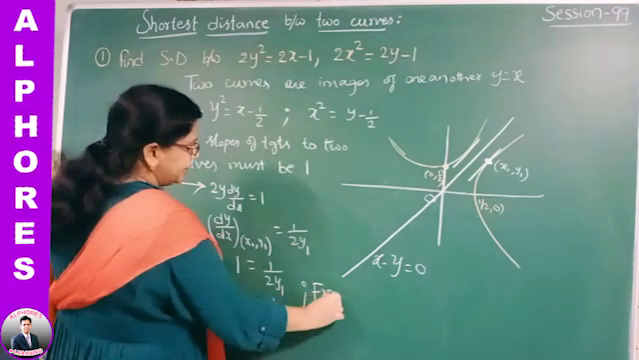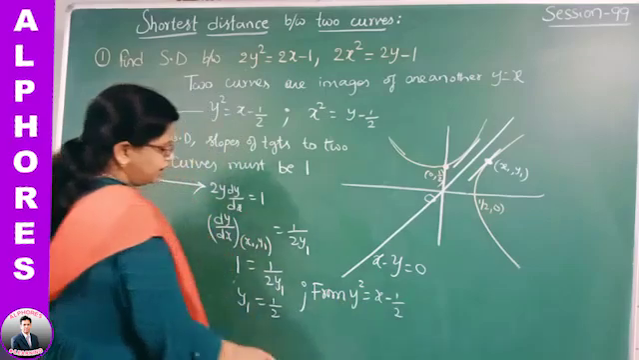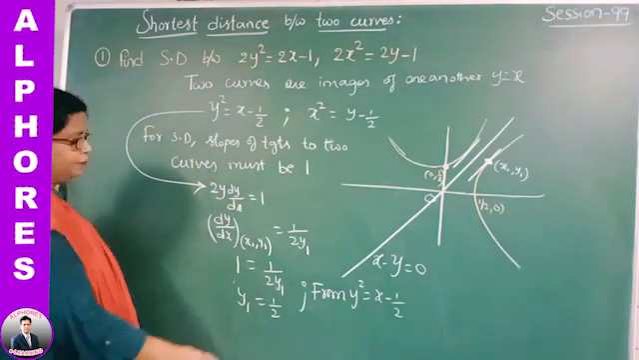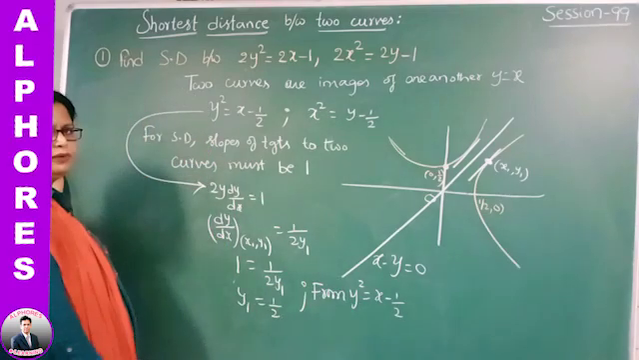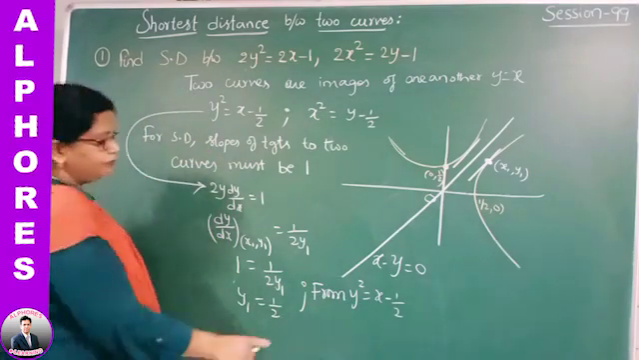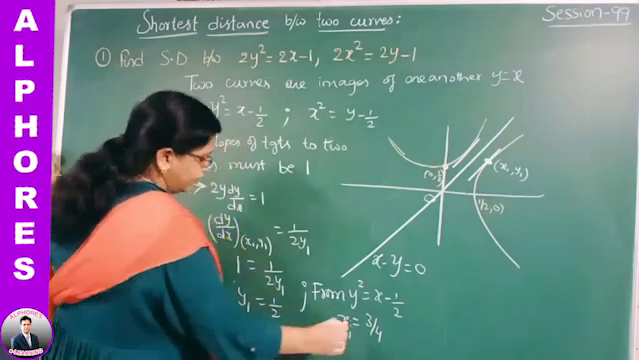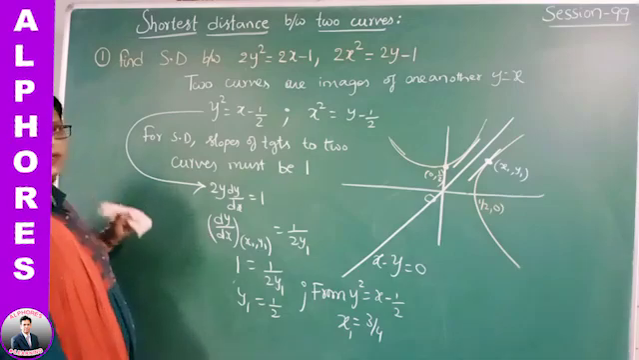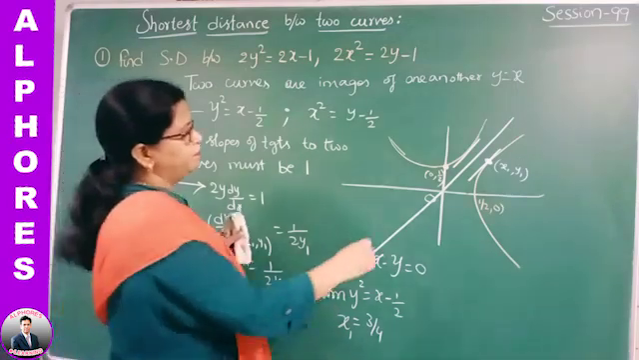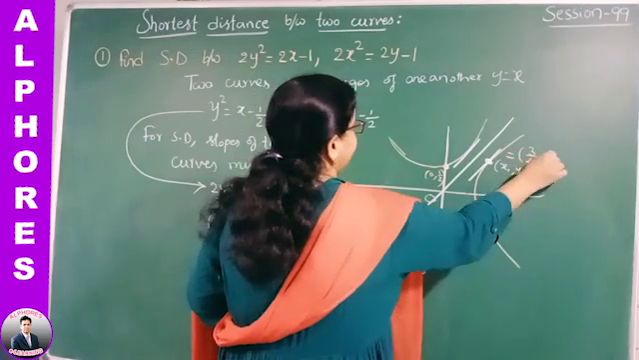Therefore, we consider the curve y square equal to x minus 1 by 2. Now, our requirement is the x value. So, this is 1 by 4 plus 1 by 2, which means 3 by 4. Therefore, x is equal to 3 by 4. So, students, you got the value 3 by 4 comma 1 by 2. Therefore, x1 y1 is nothing but 3 by 4, 1 by 2.